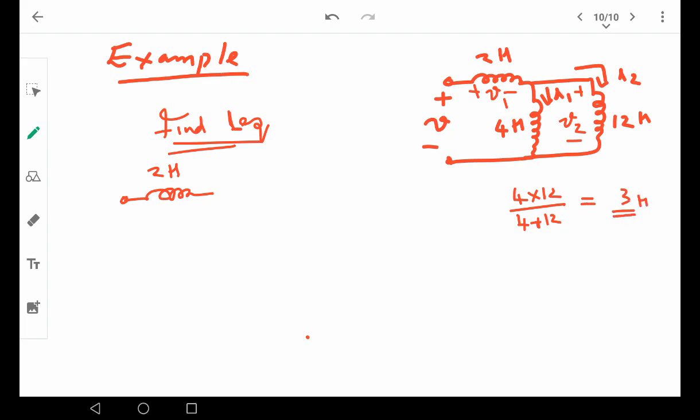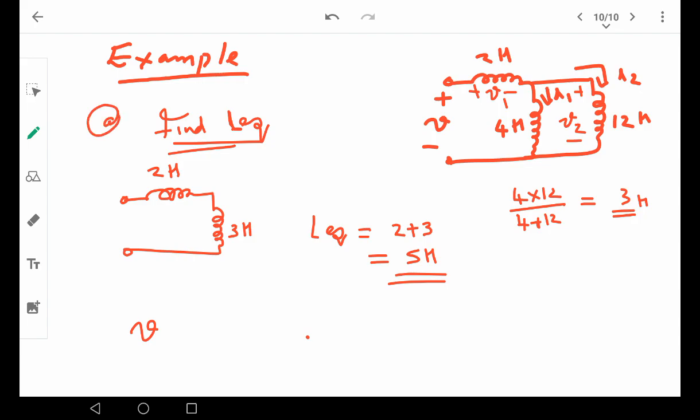So you have 2 Henry and 3 Henry in series. So L equivalent will be equal to 2 plus 3 equal to 5 Henry. That's the equivalent inductance. Now what is VT? VT, you have to find VT. Second question is VT. What is VT? Okay.